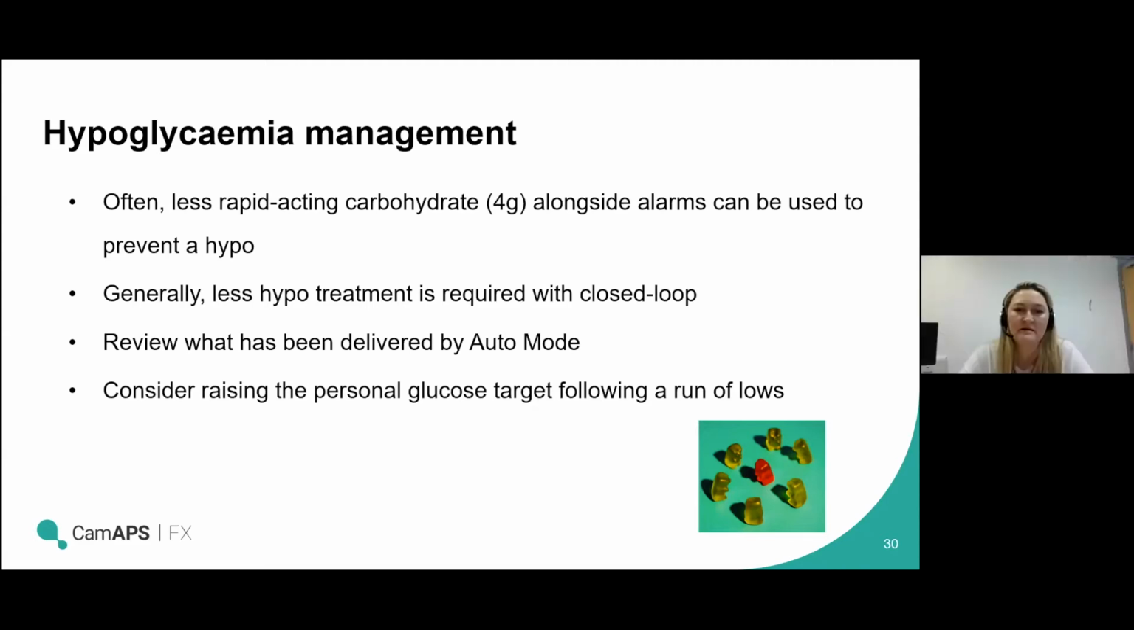Yeah, exactly. So you're using those alarms and you're looking at the information of what's been delivered by auto-mode to make a decision, alongside your direction arrows, of how much you think you need. It's quite a good arrow on the slant, 4 grams; straight down arrows, you might need 8 grams as a starting point, and then work from there. And as we said earlier, if you're having a run of lows, especially at the beginning when closed loop is getting to grips and learning, consider raising that personal glucose target to 5.8 for a few days, and then you can nudge it back down again when things have settled down a bit.